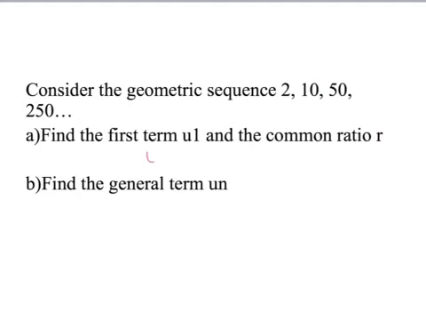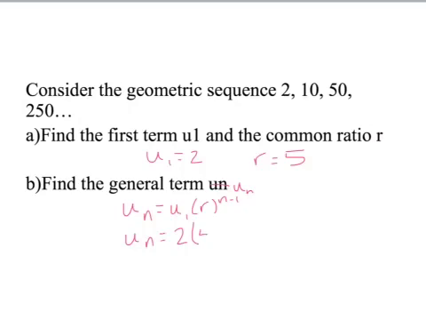So u1 is 2, r is 5. Now we want to find the general term, u sub n, the nth term. This means write an equation. So we want u n is equal to our u1 times our r to the n minus 1. This is using the formula from the previous page, and the n minus 1 is all an exponent there. So u of n is going to be equal to 2 for the u1 times 5 to the n minus 1.